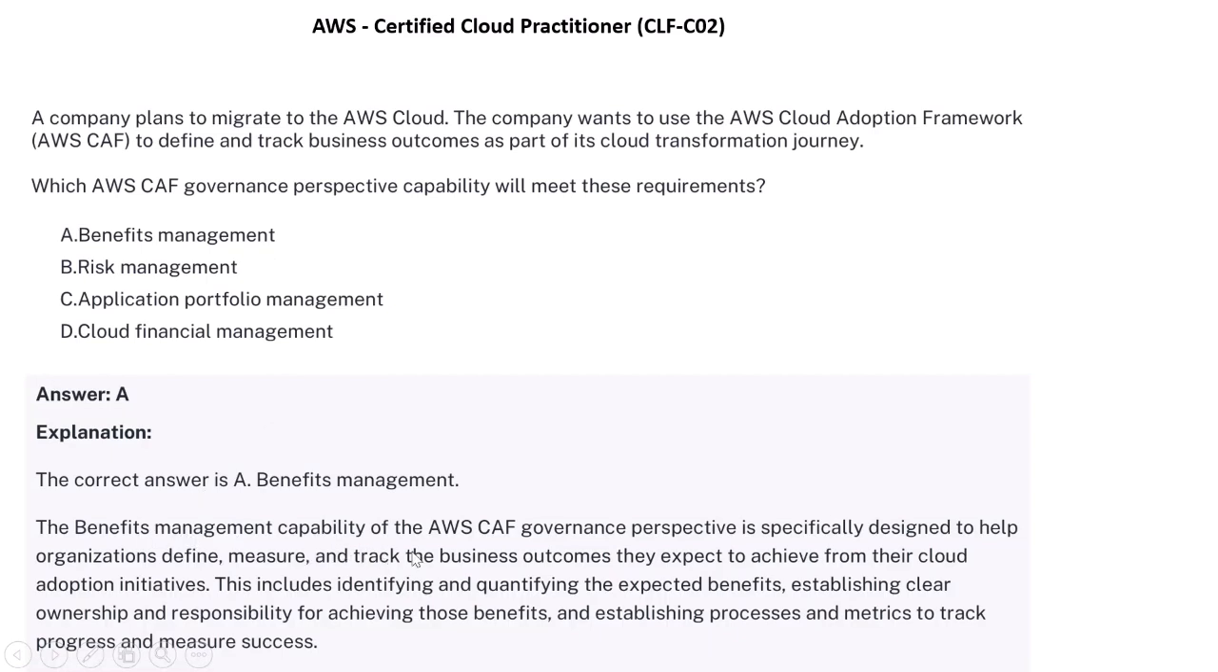The benefits management capability of the AWS Cloud Adoption Framework governance perspective is specifically designed to help organizations define, measure, and track the business outcomes they expect to achieve from their cloud adoption initiatives. This includes identifying and quantifying the expected benefits, establishing clear ownership and responsibility for achieving those benefits, and establishing processes and metrics to track progress and measure success.